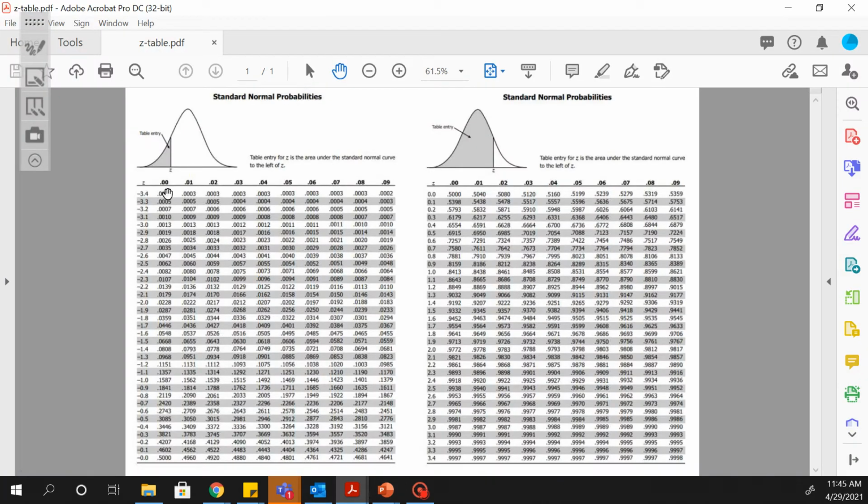Okay, so negative 0.9 is right here. And then I need negative 0.95, okay, which is right here. It's 0.1711. Okay, because I have to match up the negative 0.9 and then the 10th digit, which is the 5, so 0.1711.